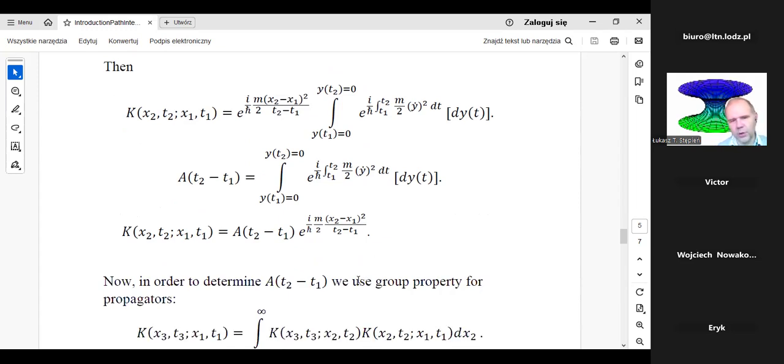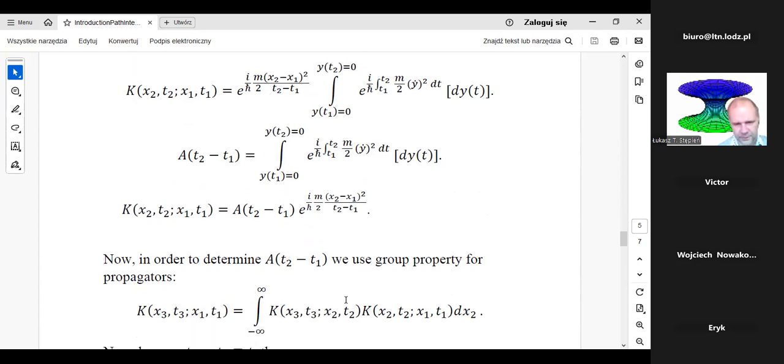We have an opportunity to use the group property for propagators. This is a very well-known group property for propagators. Yes, such a propagator we can treat as the integral of the product of this propagator and this propagator, and we integrate with respect to x2.